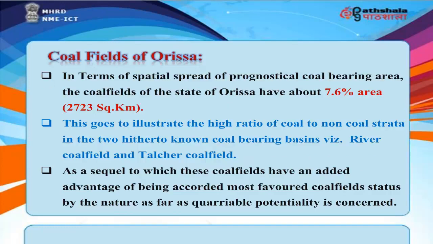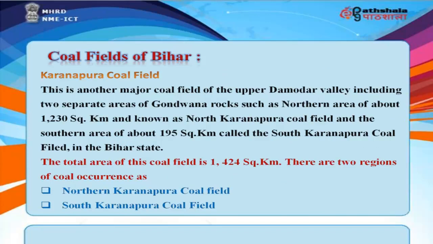In terms of spatial spread of prognostical coal-bearing area, the coalfields of the state of Orissa have about 7.6% area, 2,723 square kilometers. This goes to illustrate the high ratio of coal to non-coal strata in the 2 hitherto known coal-bearing basins, that is, Ib River Coalfield and Talcher Coalfield. As a sequel to which these coalfields have an added advantage of being accorded most favored coalfield status by nature as far as quarryable potentiality is concerned.